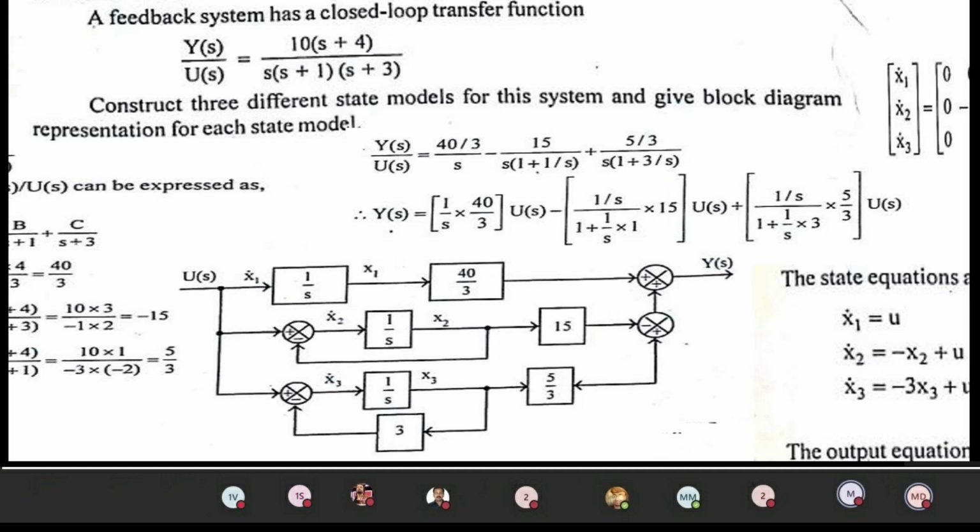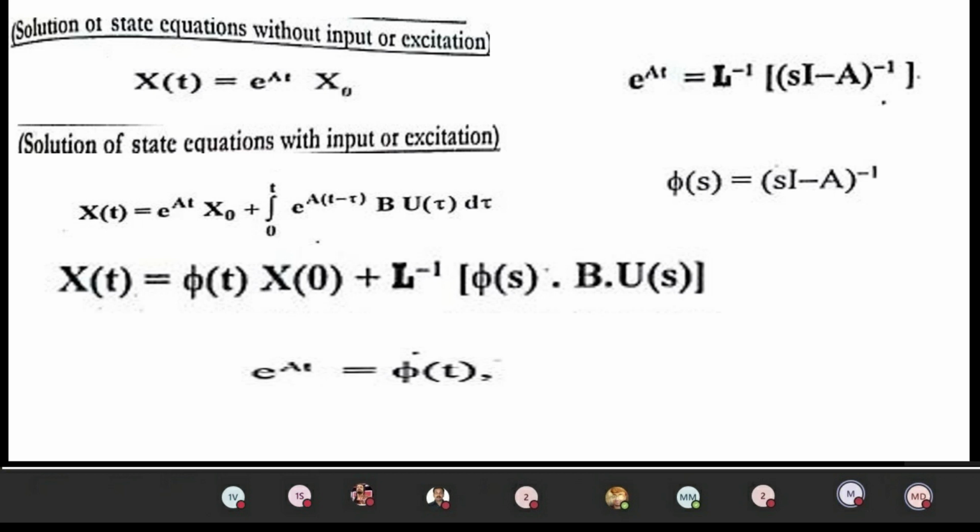Here you can see x of t is equal to 0. I will share the file now. So here x of t is equal to e power at into x0, where e power at is nothing but L inverse of (sI minus A) the whole inverse. And then the solution for the state equation will be x of t equals e power at into the initial condition x0, plus the integral from 0 to t of e power A(t minus tau) into B into u(tau) d tau. So the equation becomes phi of t x of 0 plus L inverse of phi of s into B into U of s. E power at is nothing but phi of t.